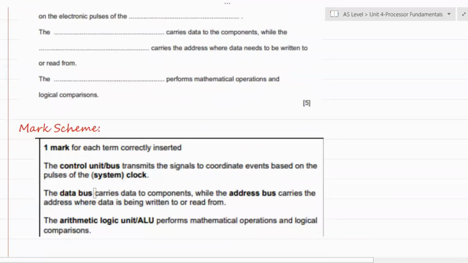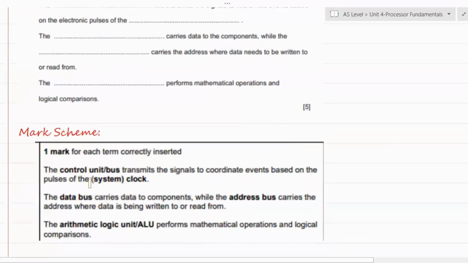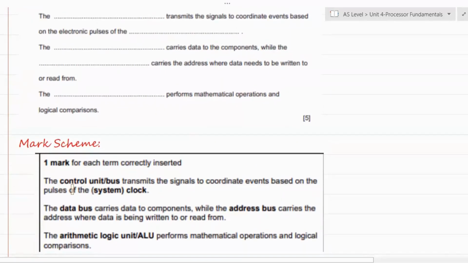So that's the marking scheme. Control bus transmits the signals to coordinate events based on the pulses of the system clock. The data bus carries data to components while the address bus carries the addresses where data is being written to or read from. The arithmetic logical unit or ALU performs mathematical operations and logical comparisons.